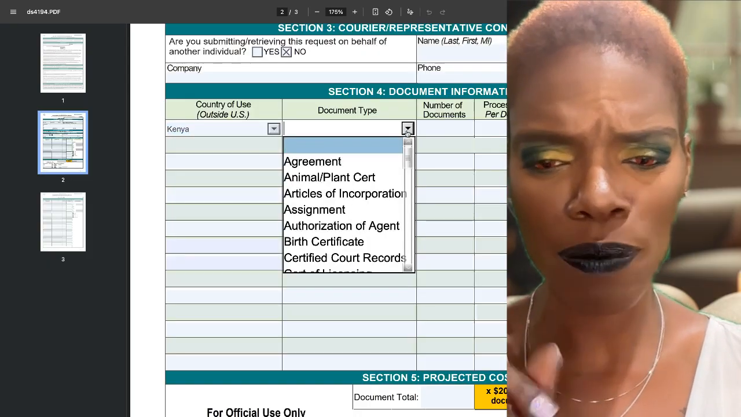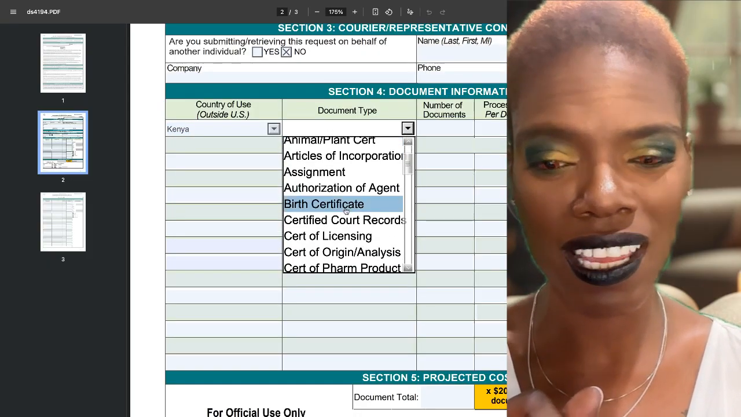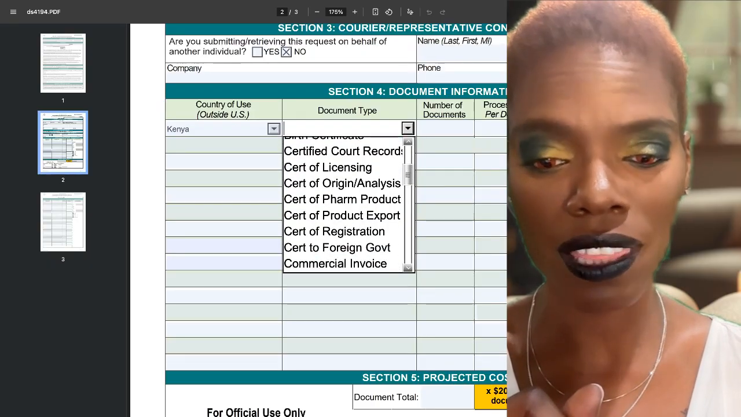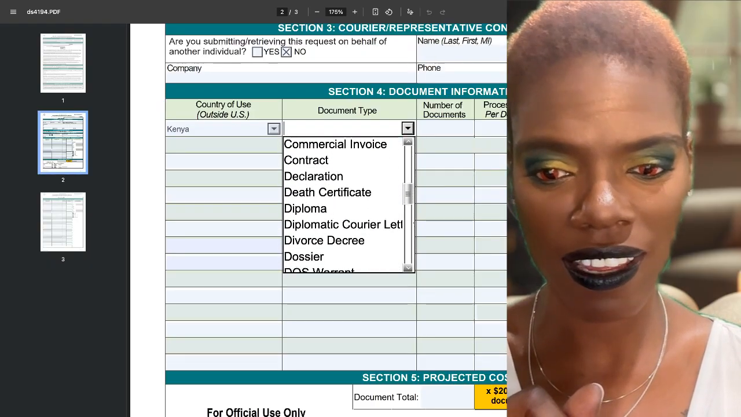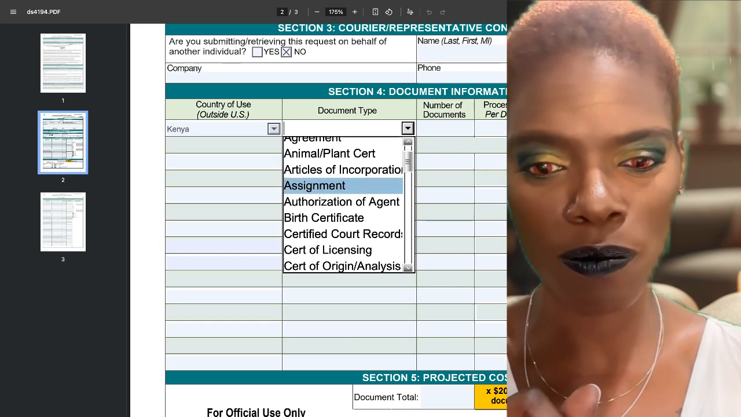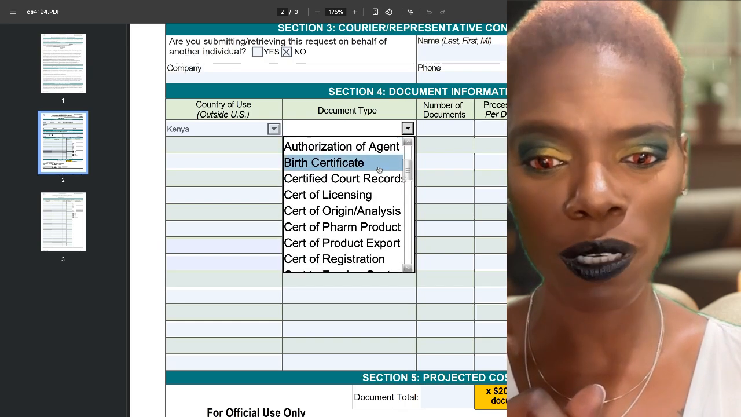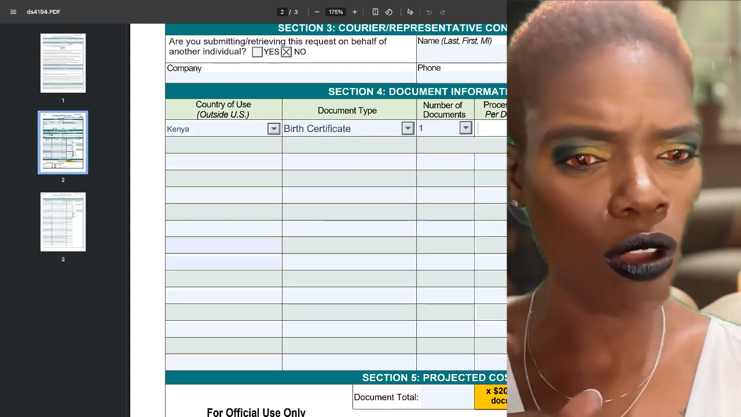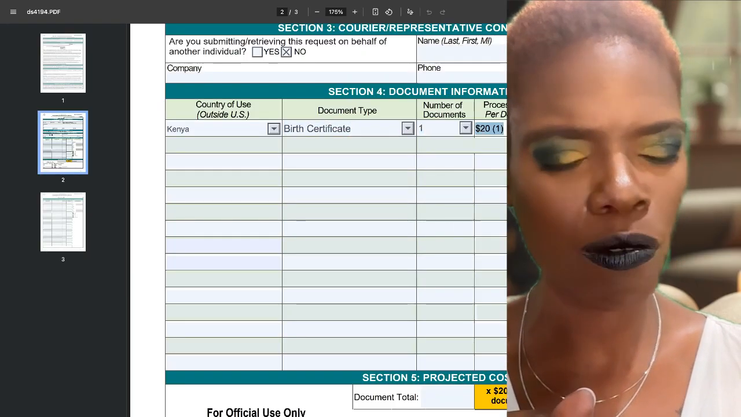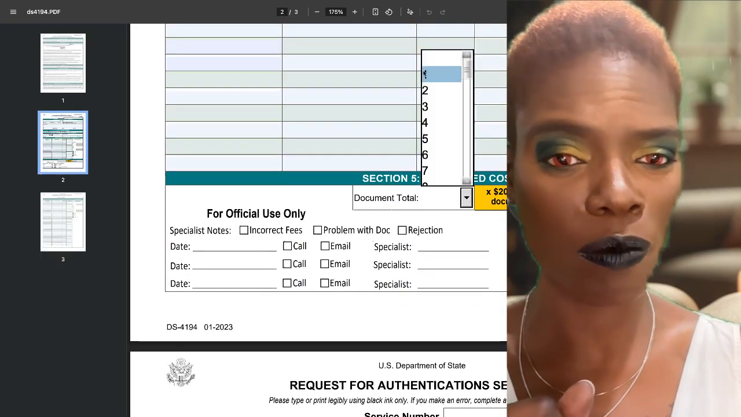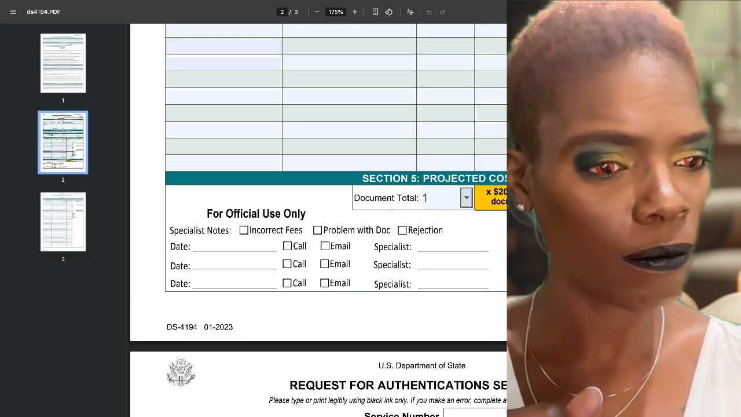Now, the type of document that we are authenticating will be our birth certificate. However, as you can see, a lot of things can be authenticated, okay? A lot of different documents, different reasons and purposes. Ours will be the birth certificate. Number of copies, as many as you like, as long as the amount of money is equal to your amount. We're going to slide on down to the bottom part. We're going to repeat ourselves, okay?